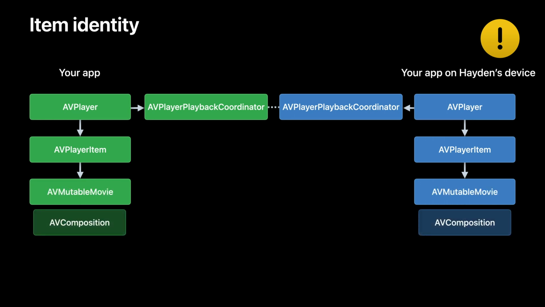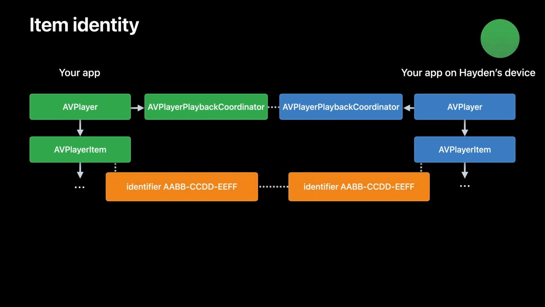Similarly, some of you may have exciting use cases for coordinating the state of AV mutable movies or AV compositions, which don't have a URL representation at all. Again, the playback coordinator does not know what to do here. To solve this problem, you can provide a custom string as an identifier for an AV player item.